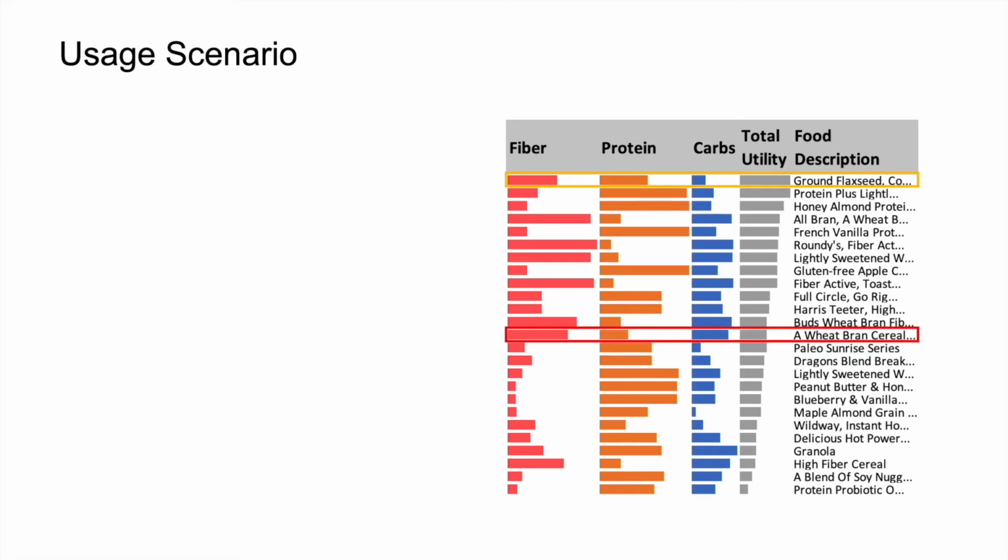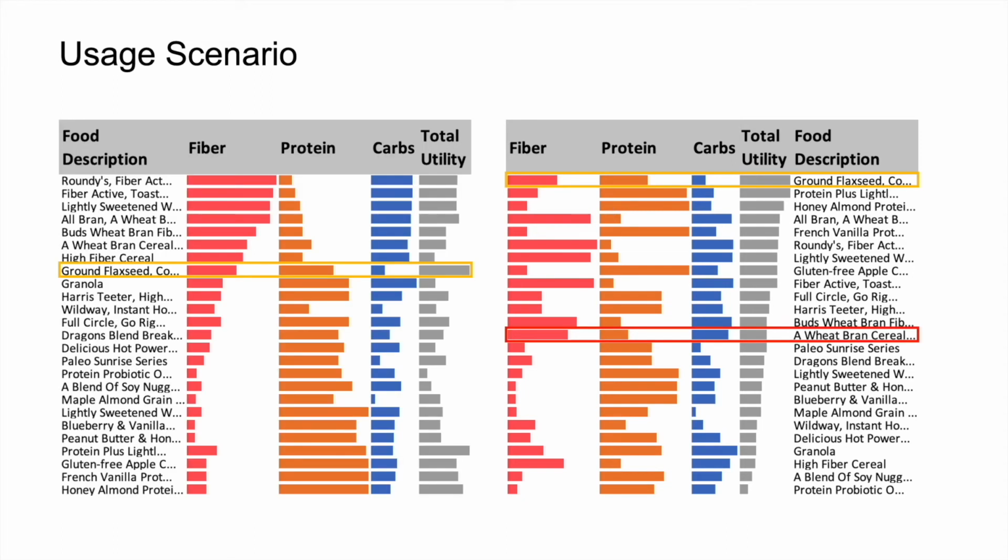Let's see what will happen if I use Imma Sort. In this sorting, I can see fiber and carbohydrate is decreasing, while protein is increasing. Imma also highlights the cereal with the highest utility, so I can directly jump to the highlighted one.